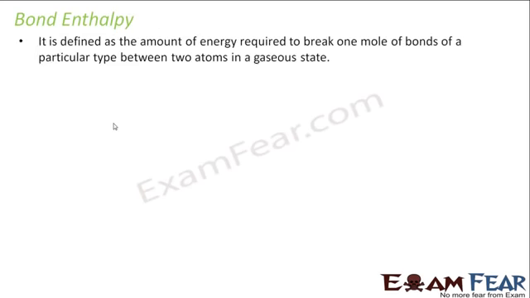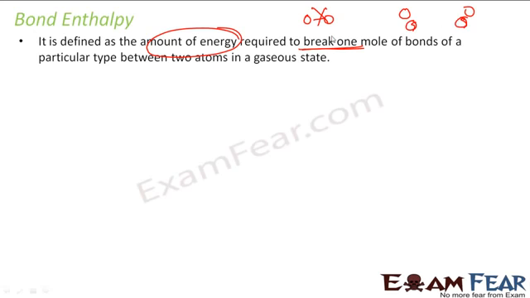The next parameter I told was the bond enthalpy. This is nothing but the amount of energy required to break 1 mole of bonds of a particular type between two atoms. So let's suppose you have liquid oxygen, and you want to break this and make it 2 oxygen atoms in gaseous form. The energy required to break this is the bond enthalpy.